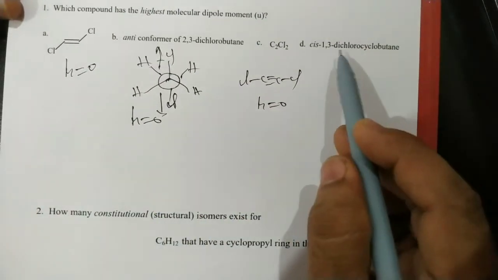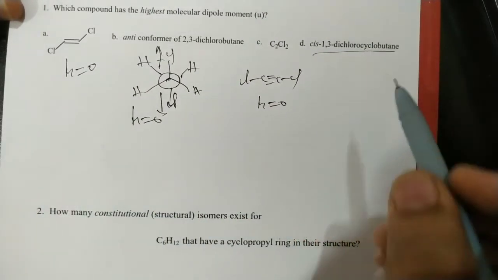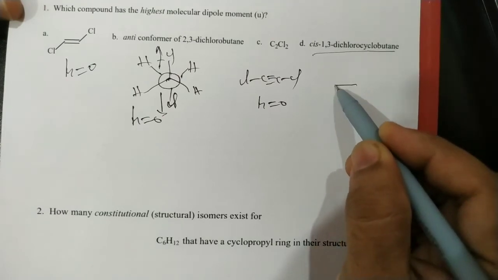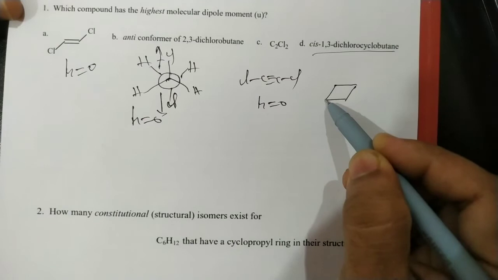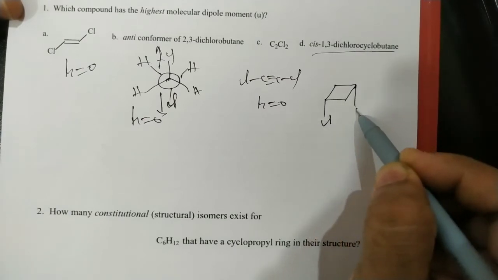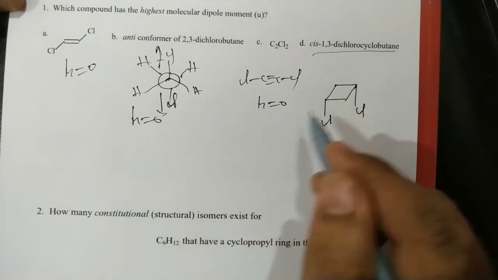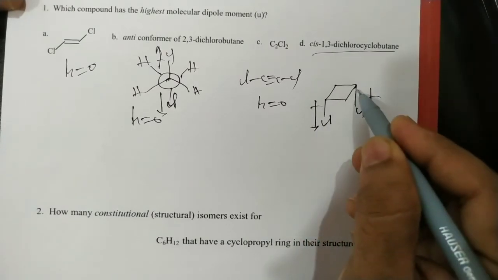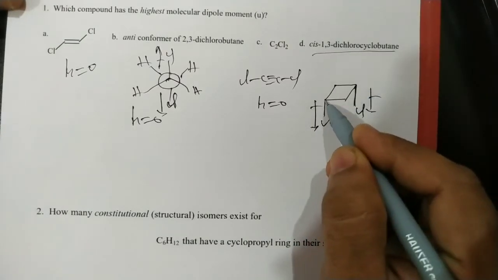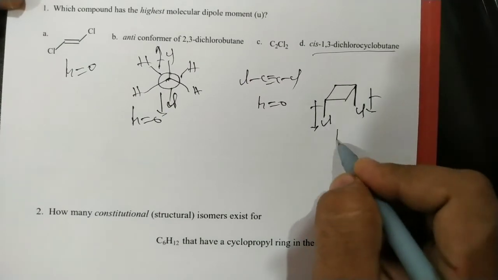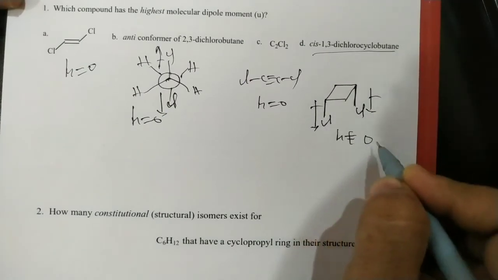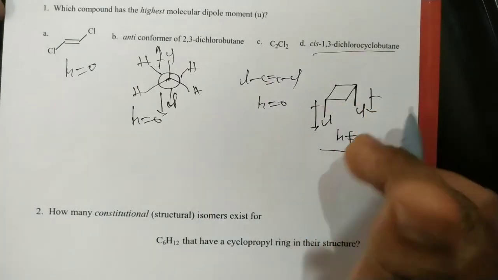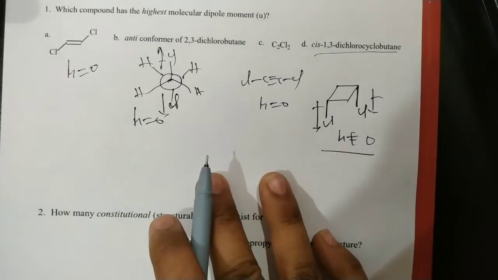Next, cis-1,3-dichlorocyclobutane. Cyclobutane is the structure of this one. Cis means that here Cl is downward and here Cl is also downward. That means those two bonds are in the same direction, so their bond moments add to each other. So the dipole moment is not equal to 0. This one has the highest dipole moment among the given compounds. Okay, that's it.